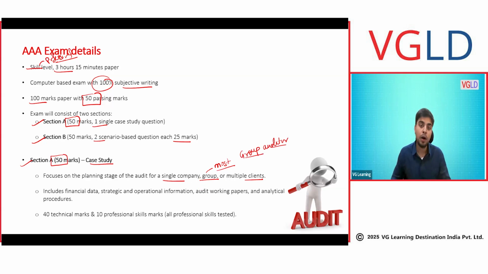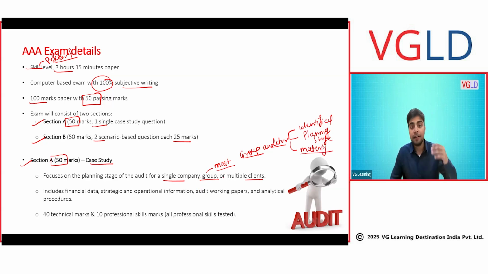And you are supposed to basically provide opinion on the group financial statement. Here, you will be working on identification of risk. Mostly this question will be at planning stage of audit. You will be deciding materiality. And there will be other factors, basically audit procedures and audit responses. So this will be a very comprehensive question.